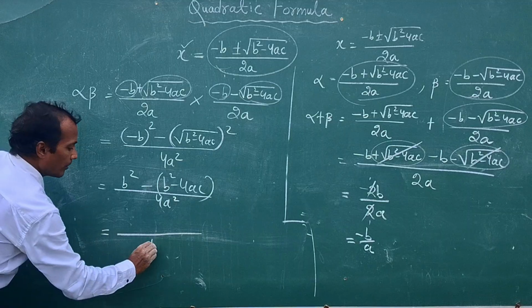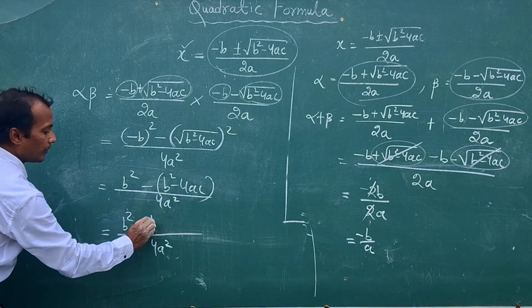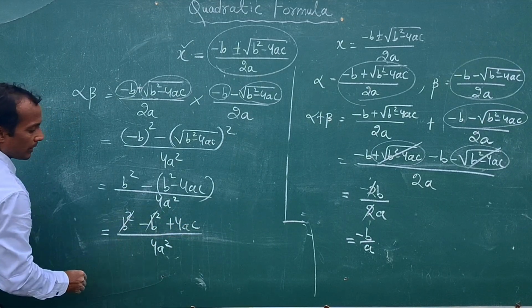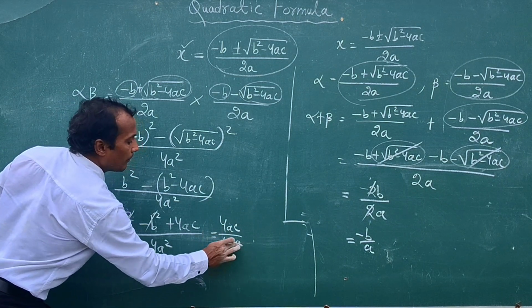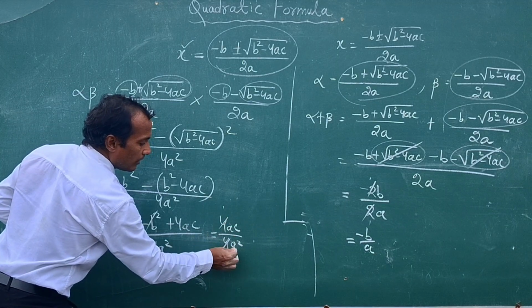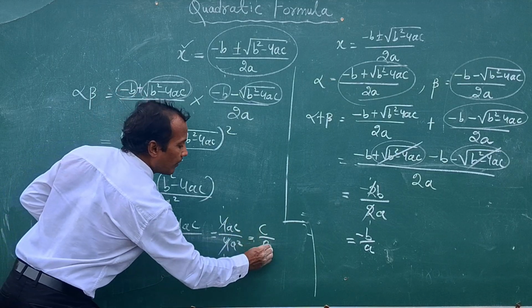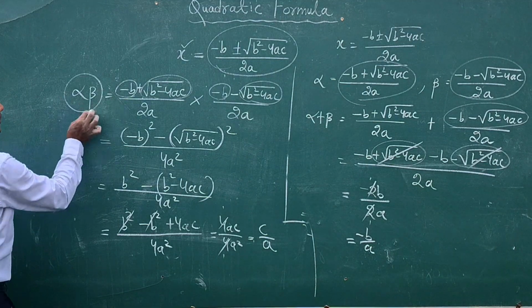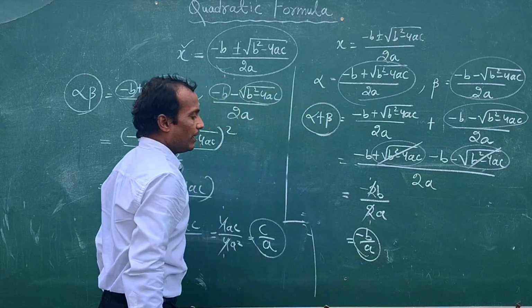Now 4a square is there in the denominator. You have in the numerator b square. Minus of b square is minus b square. Minus of minus 4ac is plus 4ac. Plus b square minus b square get cancelled. You have 4ac by 4a square. 4 ones are 4 ones are, and now 1a, here you have a square. So 1a get cancelled from numerator and denominator both. So you will be left with c by a. Is that clear? So alpha into beta is c by a, and alpha plus beta is minus b by a.